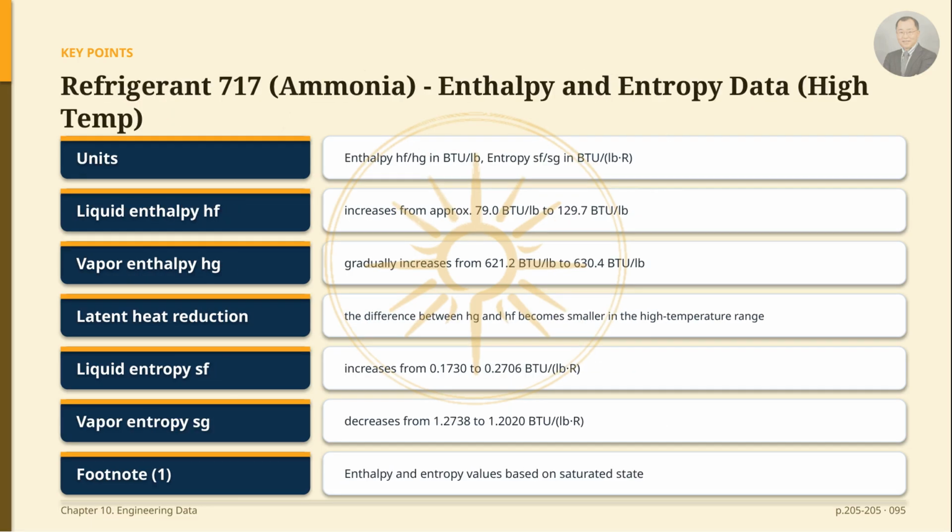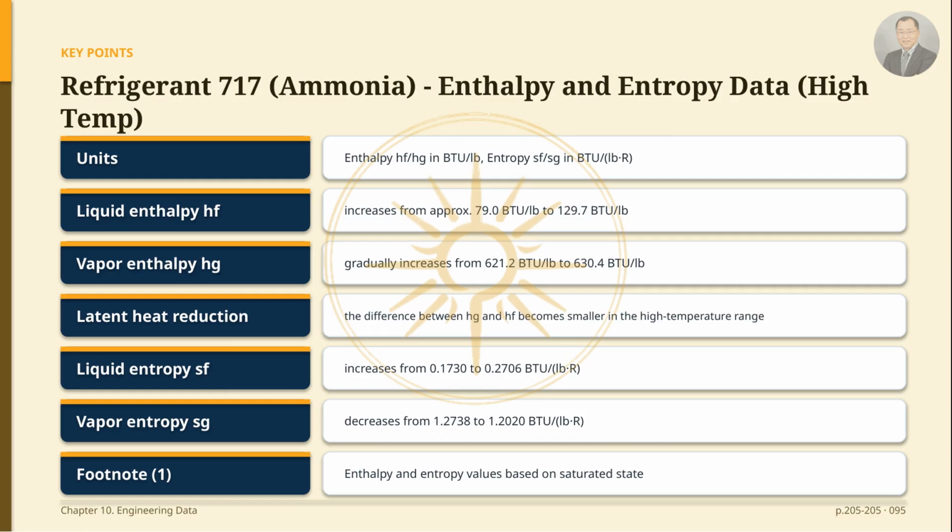Finally, I would like to introduce the enthalpy and entropy data in the high-temperature section of the refrigerant 717 properties table. As before, the units are BTU per pound for enthalpy and BTU per pound Rankine for entropy. Liquid enthalpy, HF, increases from approximately 79.0 BTU to 129.7 BTU, while vapor enthalpy, HG, increases gradually from 621.2 to 630.4 BTU. In this high-temperature range, you can see that the difference between vapor enthalpy and liquid enthalpy, the latent heat of vaporization, becomes even smaller than in the low-temperature section.